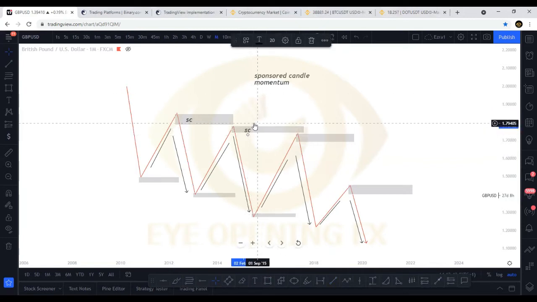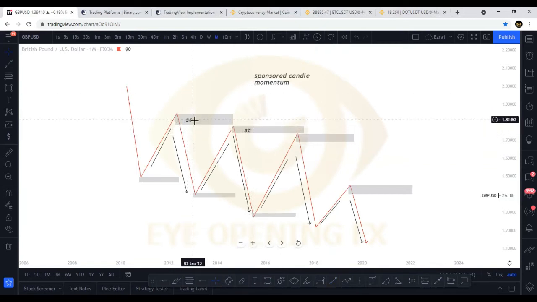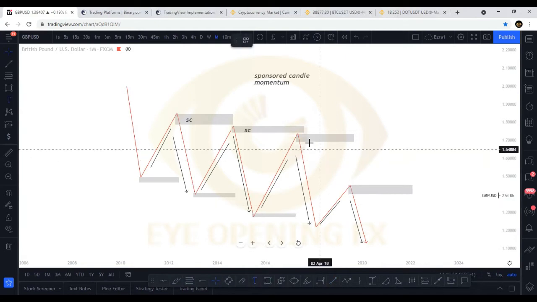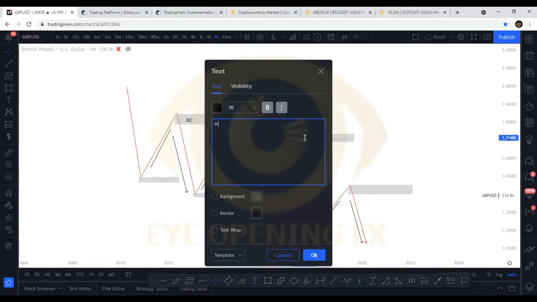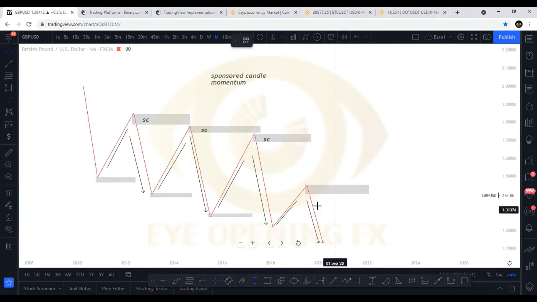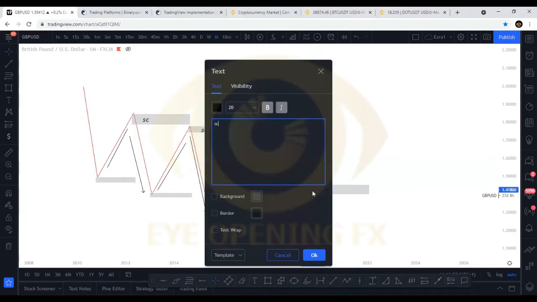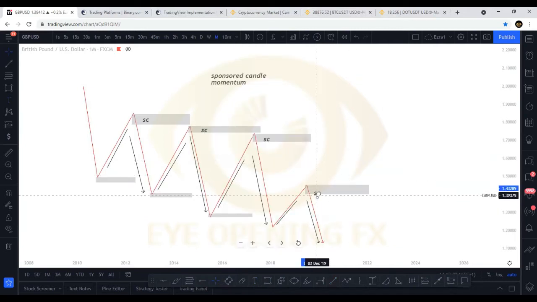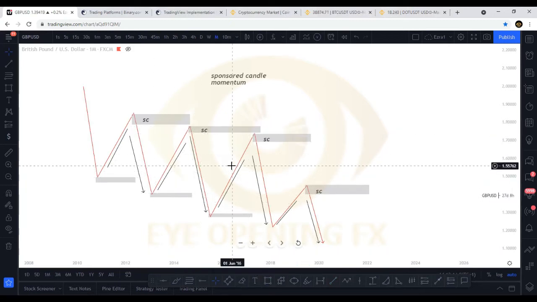It's the one that led price to break these lows. So the sponsorship candle is the candle that initiates a major move. It is the power candle. It's the one that gives the other candles strength to initiate this down move. Those are what we call sponsored candles.